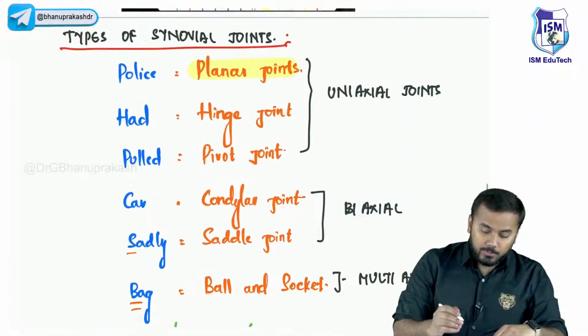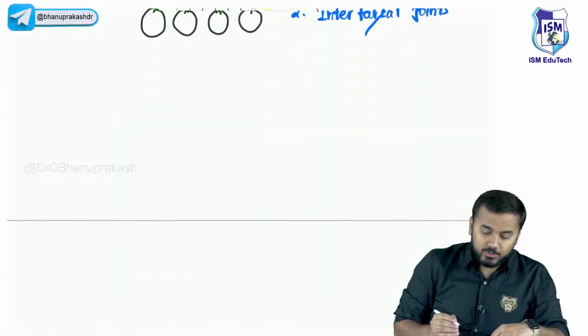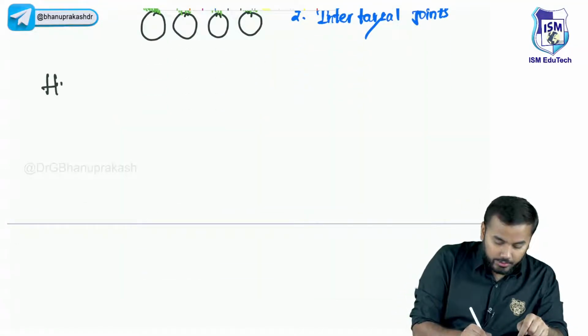Okay, now after this planar joint discussion is done, the second one, what do we have? Hinge joint. Okay, so what is this hinge joint?